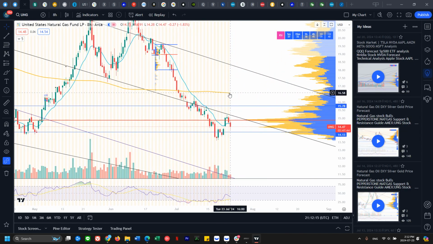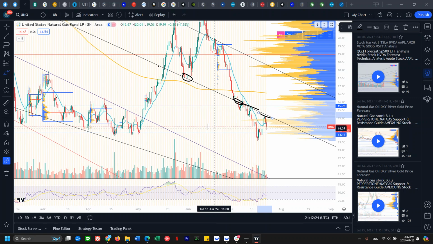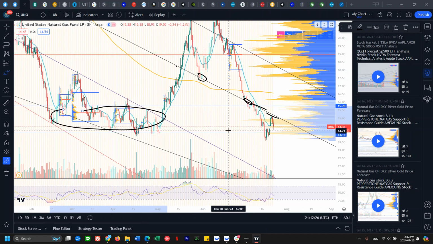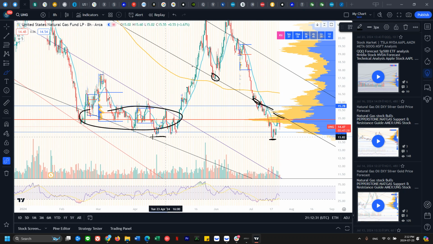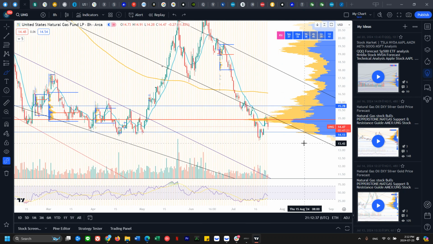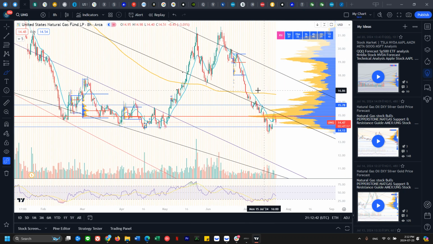UNG, similar idea. Prior resistance, now acting as support. Support, now acting as resistance. And it's pretty much just this guy, right? We did have a slight break below this prior low, but we came up and bounced from it. So if NatGas can get over its resistance, then UNG will likely be able to break through above that and probably come back into this channel. And we'll see about that later this week.